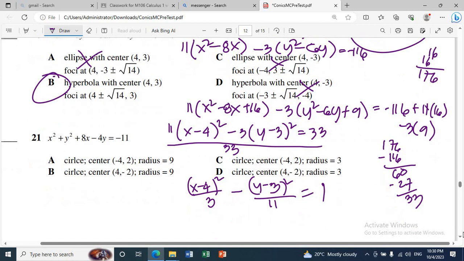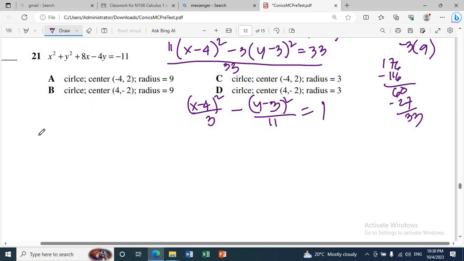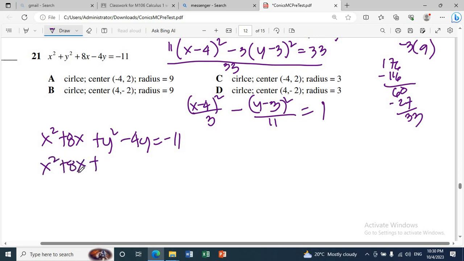Next item, number 21. Completing the square again. So you have x squared plus 8x plus y squared minus 4y is equal to negative 11. X squared plus 8x plus, 8 divided by 2 is 4. 4 times 4 is 16. Plus y squared minus 4y, divided by 2, negative 2. You square that, that is positive 4. Is equal to negative 11. So we added 16, so plus 16. And you also added 4, plus 4.